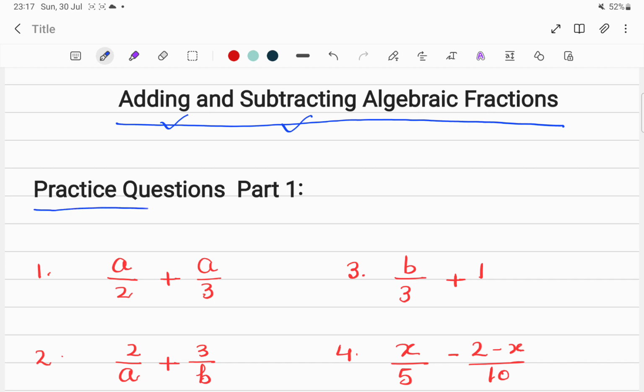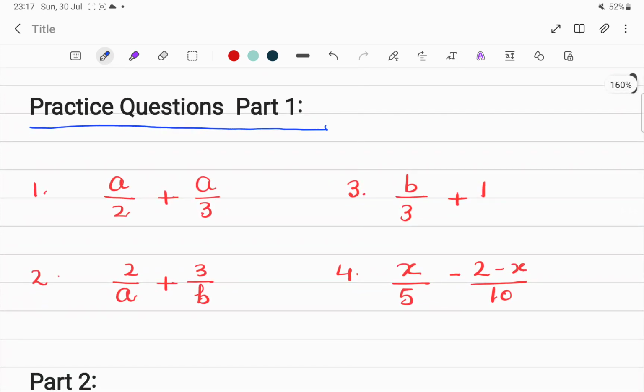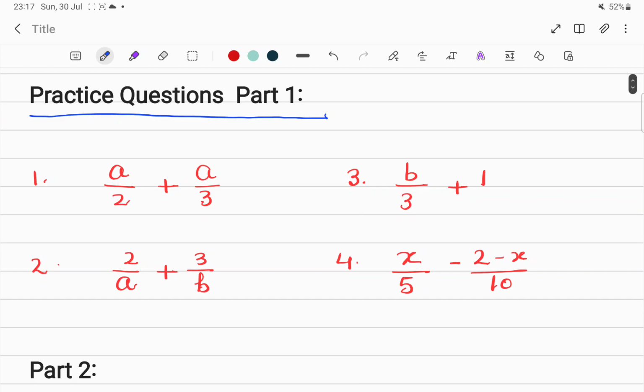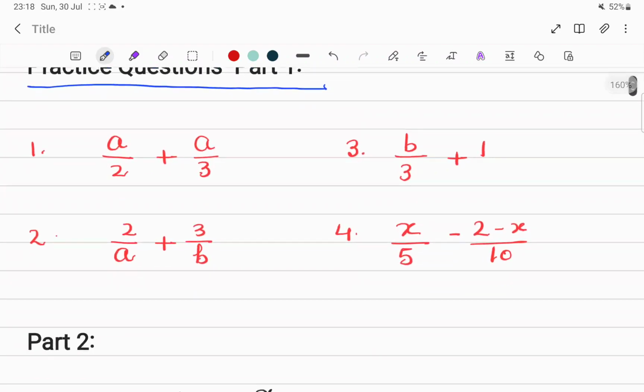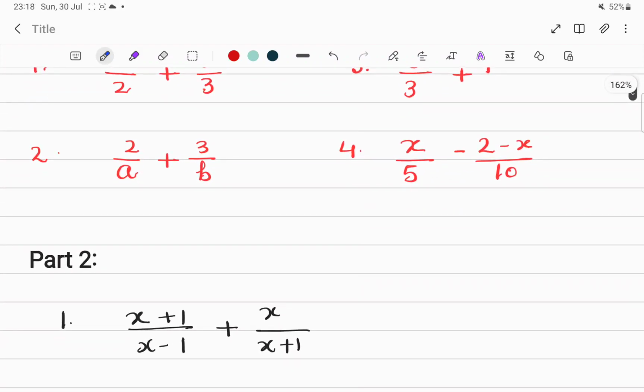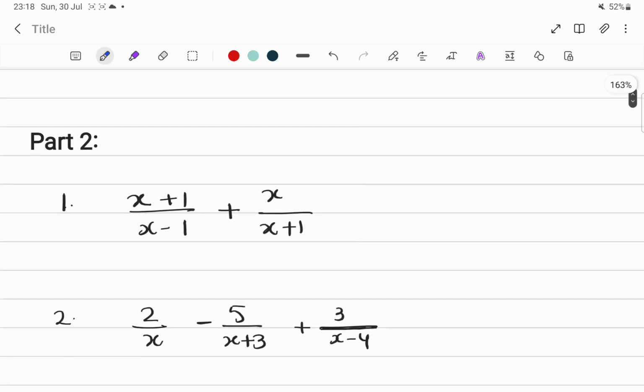Now the practice questions have been given over here. There are two parts of practice questions. The first four questions are in part 1, which are quite simple, and once you understand the concept of adding and subtracting them, we can extend it to another level, and part 2 contains two questions.